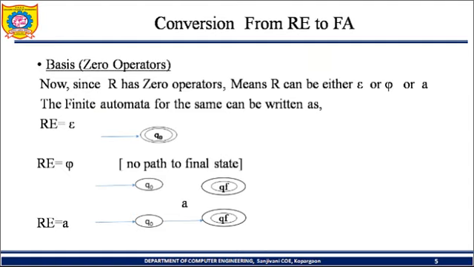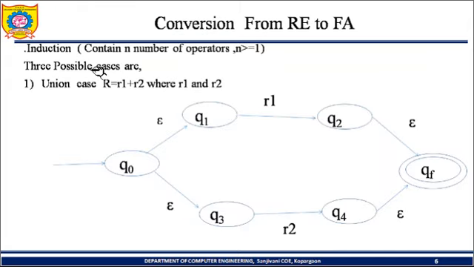Now how to convert the given regular expression into its equivalent finite automata? So there are a total of two rules. One is the basis or zero operator rule, and the second one is the induction rule. So firstly we will see the basis or zero operator rule.